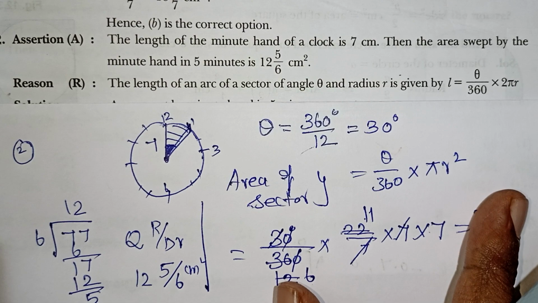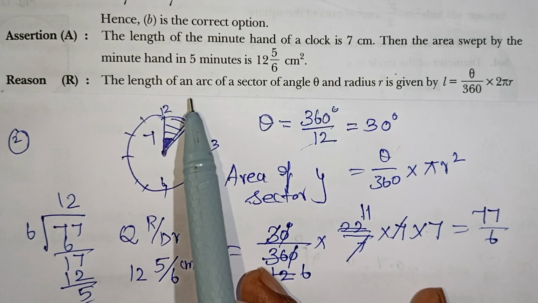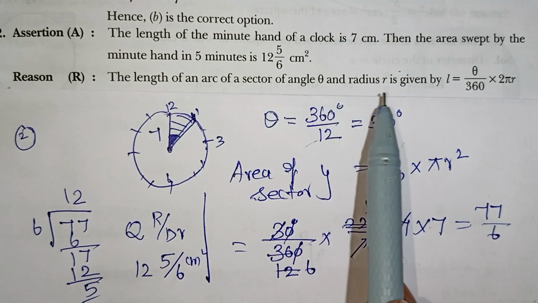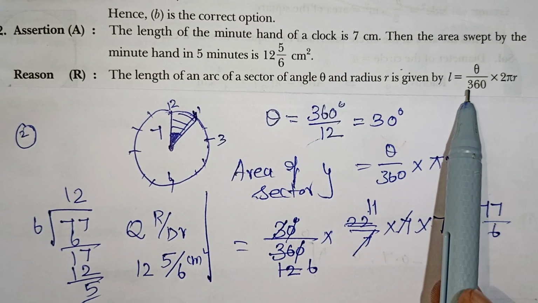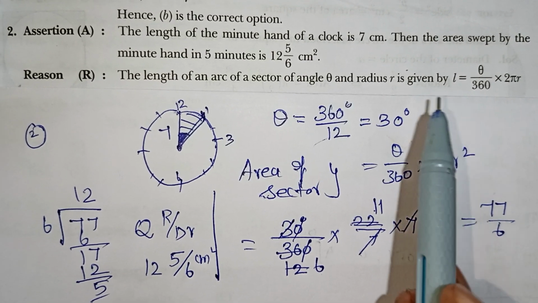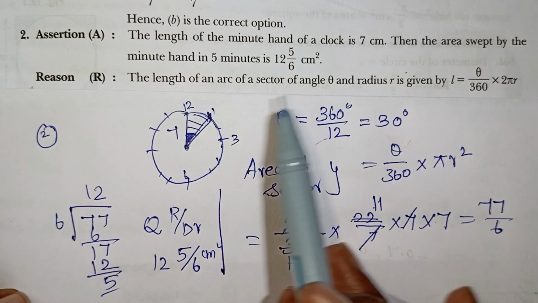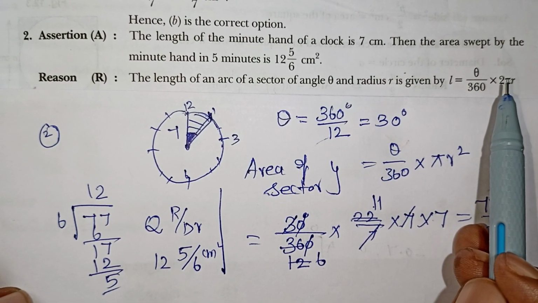Now go for the reason. You just read the statement and identify whether it is true or false. The length of the arc of the sector, theta and the radius are given by L is equal to theta by 360 into 2 pi r. Now this is a correct formula of length of the arc. Length of the arc is nothing but a part of a circumference of the circle. It's given as correctly. Theta by 360 into 2 pi r.